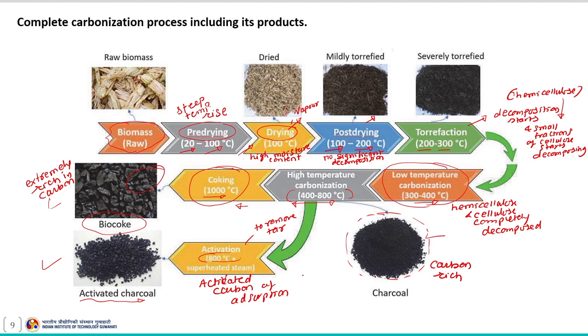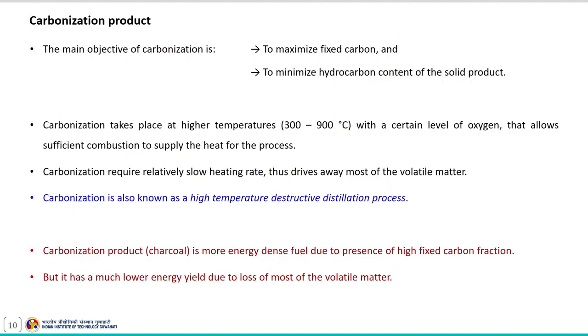So, this process shows the complete carbonization process including its products, and as we discussed earlier, the same raw material can be used to produce different types of products like charcoal, biocoke and activated charcoal just by tuning the temperature conditions. After learning about the carbonization process, the main objective is to maximize the fixed carbon content and to minimize the hydrocarbon content in the solid product.